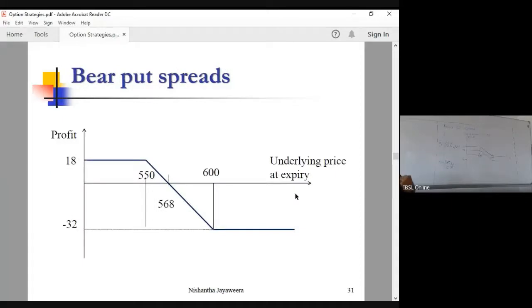Any questions? So those are the vertical spreads. Remember, in spreads you buy and sell the same category of options, that means either calls or puts. You don't mix them in a spread. Spreads may be vertical, horizontal, or diagonal. In a vertical spread, you buy and sell options with two different strikes but with the same expiry.